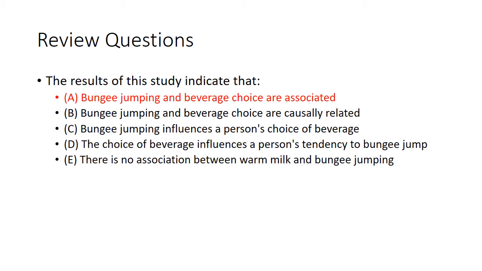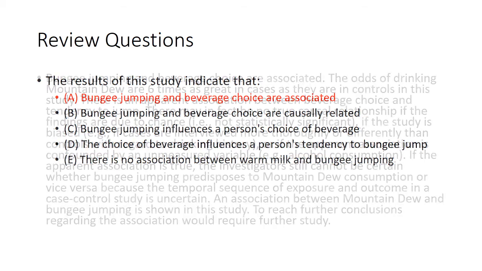Just because something's associated doesn't mean there's any kind of causal link here. It could be a spurious association. Further investigation has to be done to actually figure out if that is the case or not. Perhaps a random dye in the Mountain Dew mind controls people into jumping. Who knows? We don't know that yet. We just know there's an association, right?